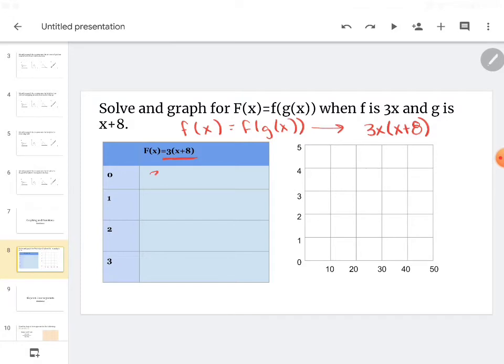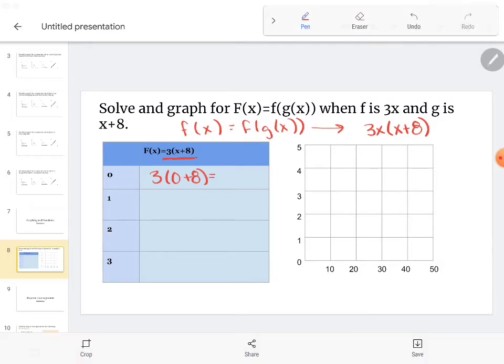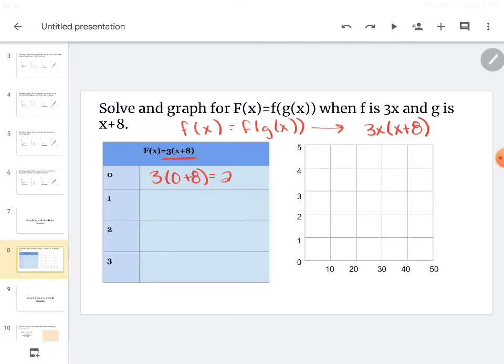So first we have 3 times 0 plus 8, which, just following the rules of PEMDAS, we start out with our parentheses. So 0 plus 8 is 8. 8 times 3 is going to be 24. Yep, 24.